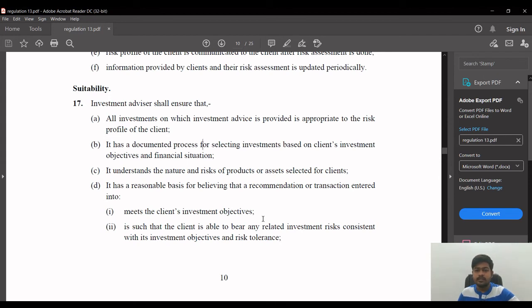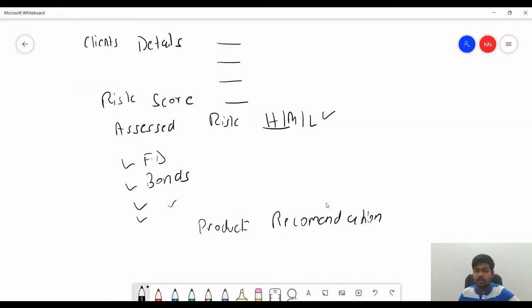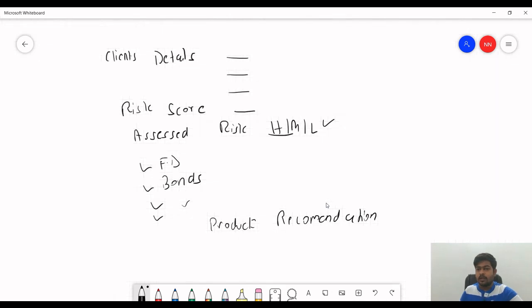It has a reasonable basis for believing that a recommendation or transaction entered into meets the client's investment objective and is such that the client is able to bear any related investment risk consistent with their investment objective and risk tolerance. What does this mean? This is very important. Let's see.